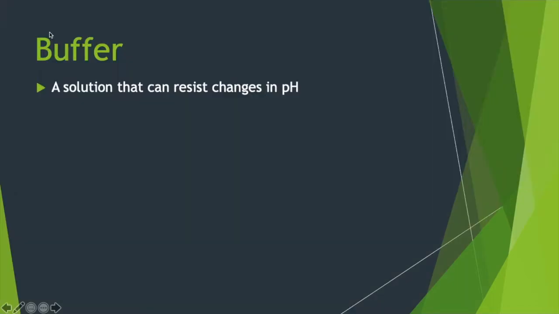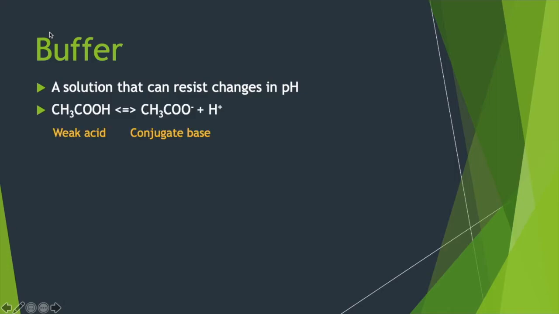A buffer is a solution that has the ability to resist changes in pH when limited amounts of acid or base are added to it. Buffers are made by combining a weak acid or base with its conjugate. In such a solution, because both the acid and the conjugate base are present, they are able to neutralize small amounts of any acid or base that are added to the solution.